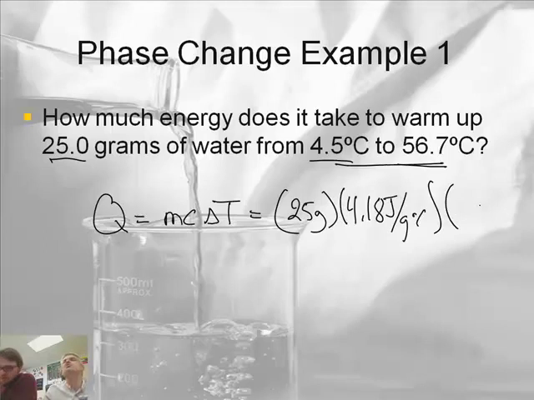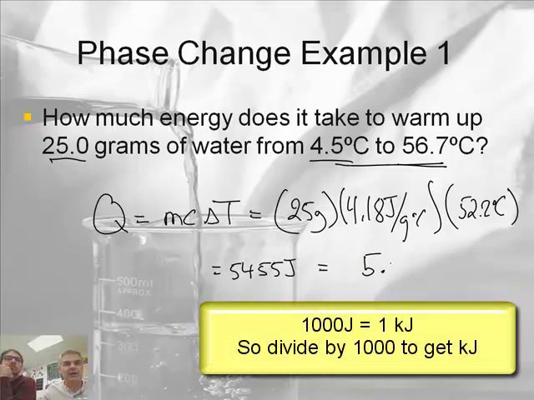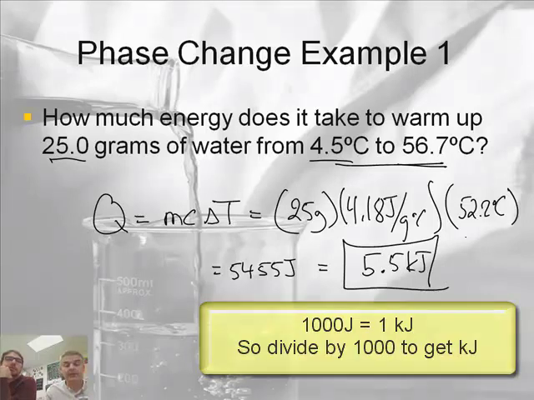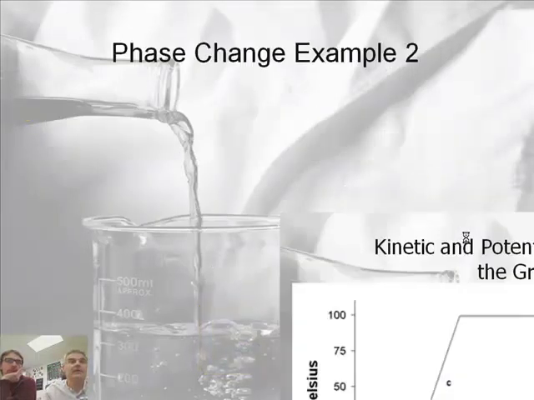It looks like 52.2. I'm just putting it in parentheses and punching it in. It's 52.2. 5455 is our answer. 5,455 joules. And if I quickly convert that to kilojoules, that's 5.5 kilojoules. So that's not too bad. That's how much energy it takes to heat that water up.